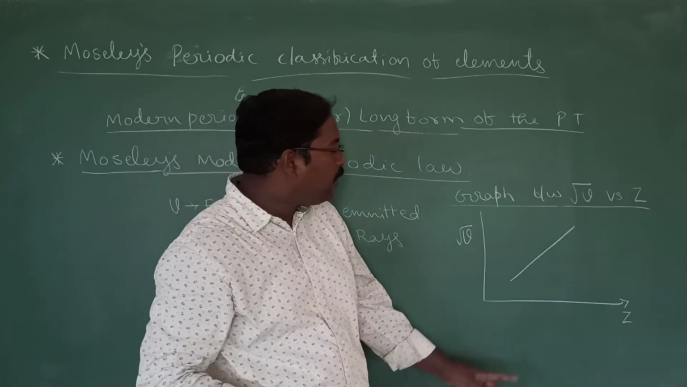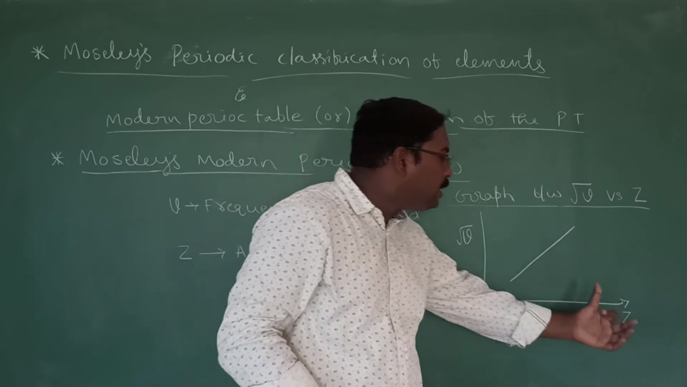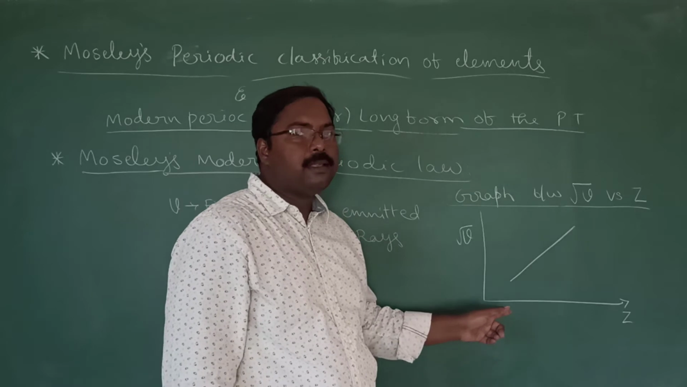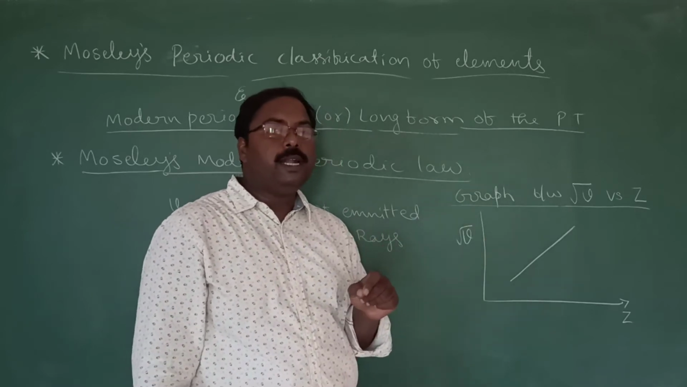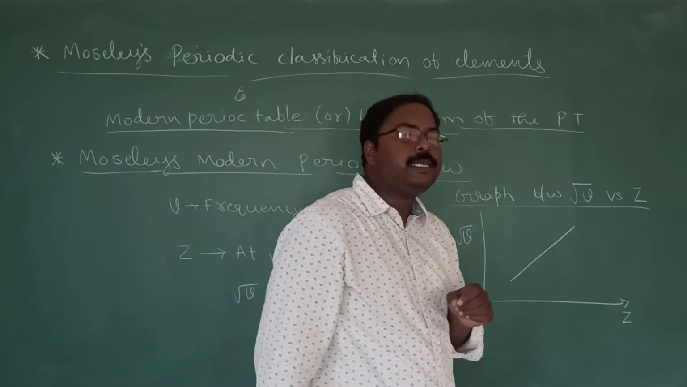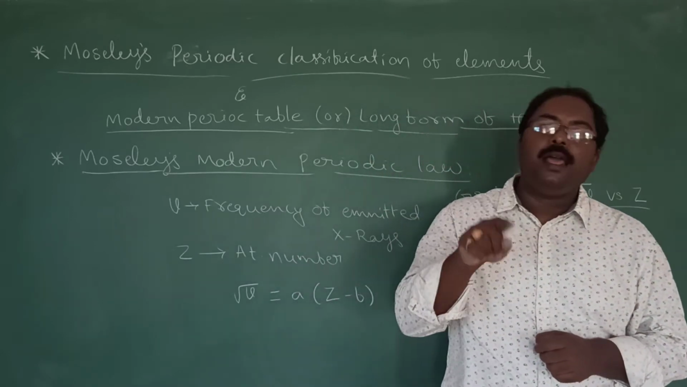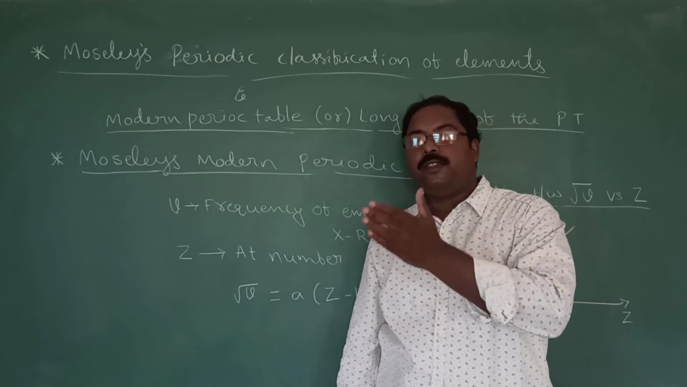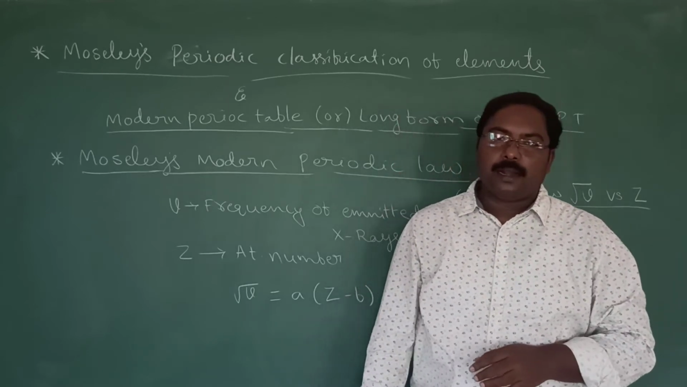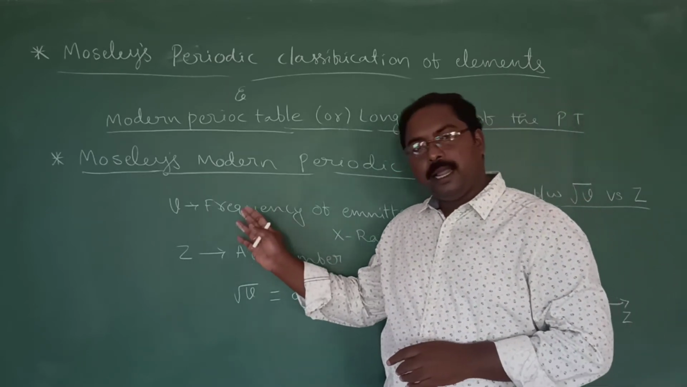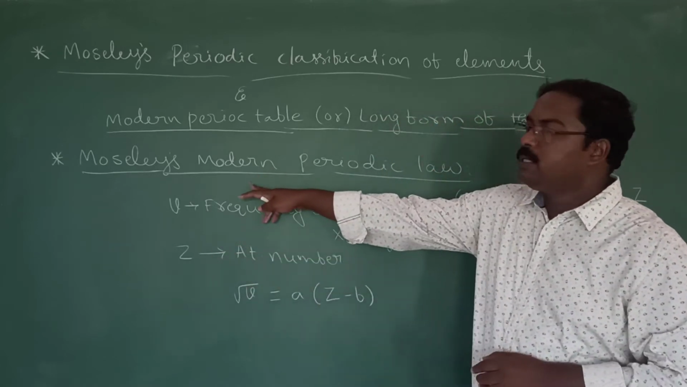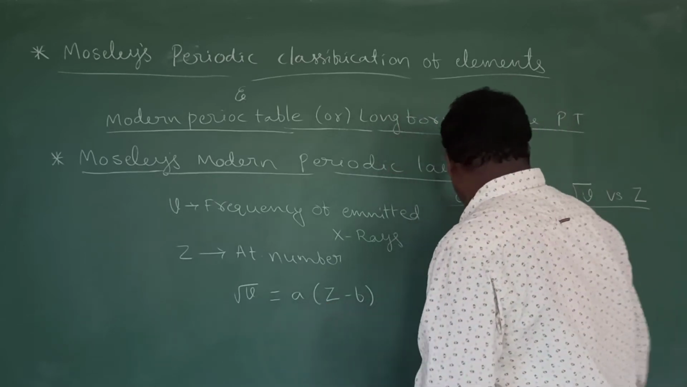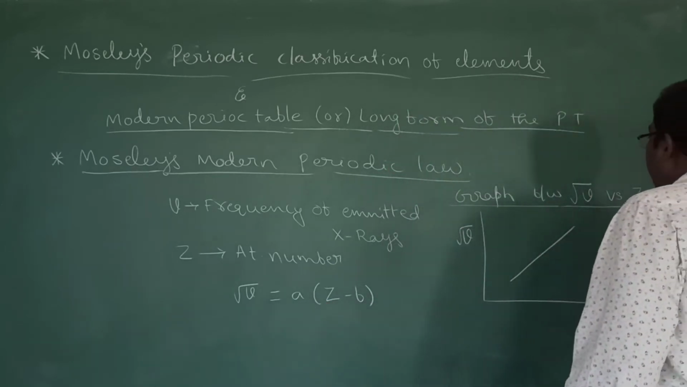Because when he drew the graph between square root of frequency versus atomic mass, he did not get a straight line. So he concluded that the properties of the elements do not depend on atomic weights. Those properties depend only on the atomic number. Then he gave a law which is known as Moseley's modern periodic law.